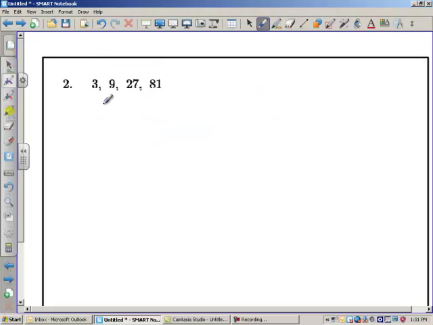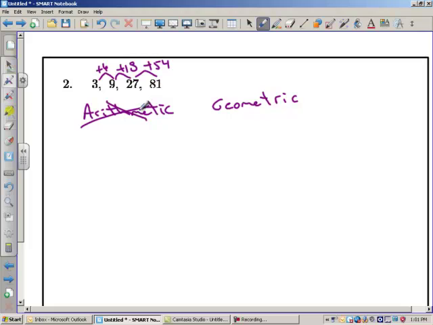Let's take a look at this one. Is this arithmetic or is this geometric? Got to know what you're dealing with so that you know what formulas to use. Alright, so 3 to 9 is plus 6. 9 to 27 is plus 18. 27 to 81, what is that, plus 54? Okay, so that is not arithmetic because I don't have a common difference.